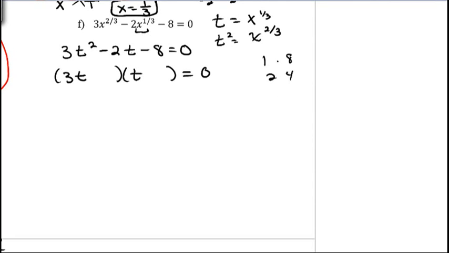So one thing that I like to do when I'm doing these is just to take the number in front of t squared and the constant term. So 3 times negative 8 gives me negative 24. And then factor negative 24 so that the sum gives you negative 2. And that's negative 6 and positive 4. And so when I do FOIL, I need to end up with these two numbers, negative 6 and positive 4. And I need to do it with a 3t and a 1t.